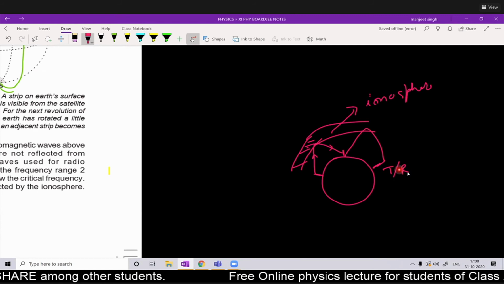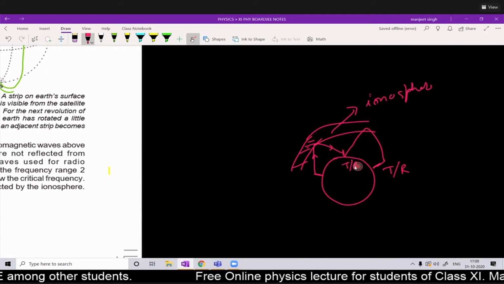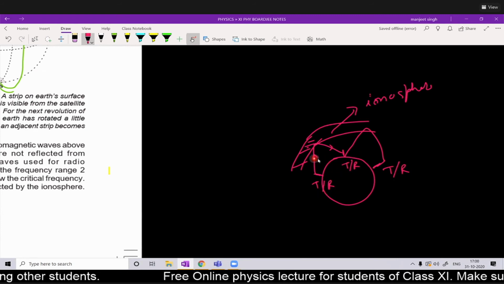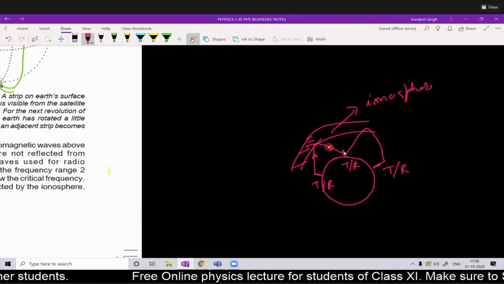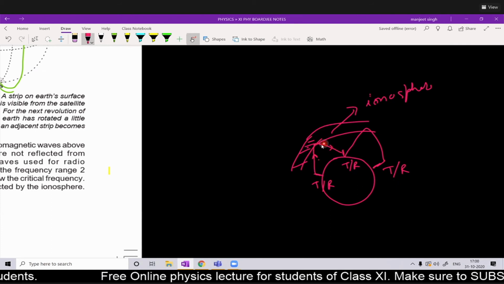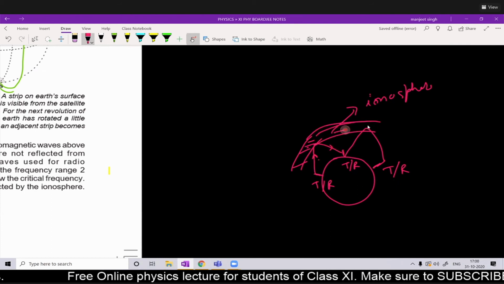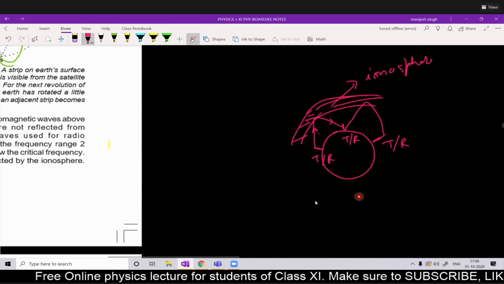Transmitter and receiver both are there at the same place. Transmitter, receiver, transmitter, receiver. So this is sending, this is receiving. If this will send, this will receive. Now reflection will be done through the ionosphere. That thing is being explained.